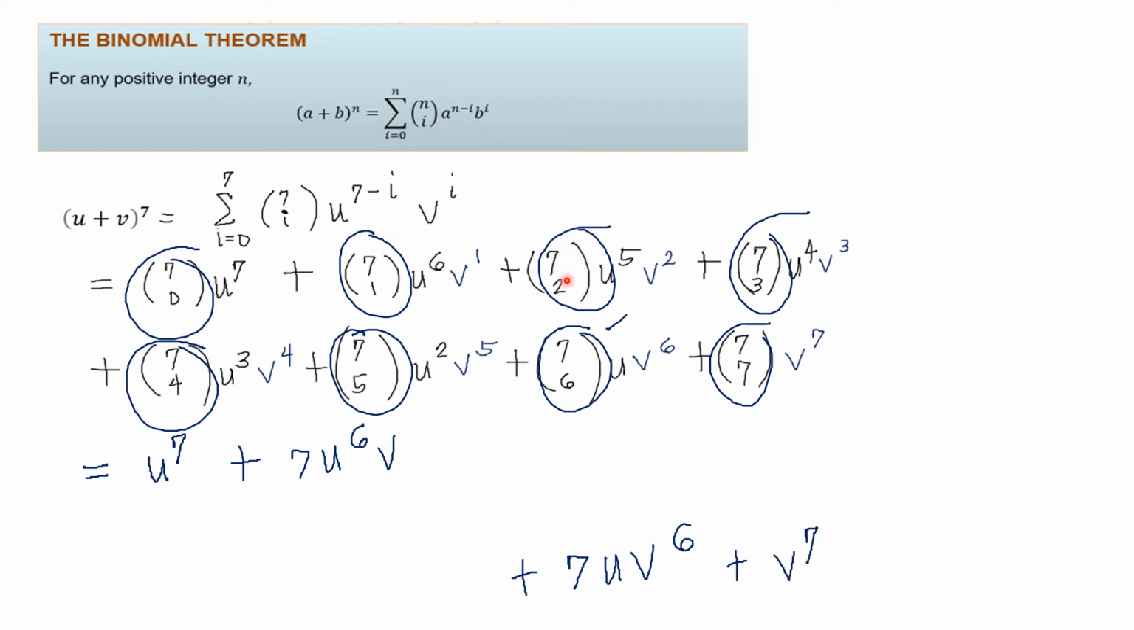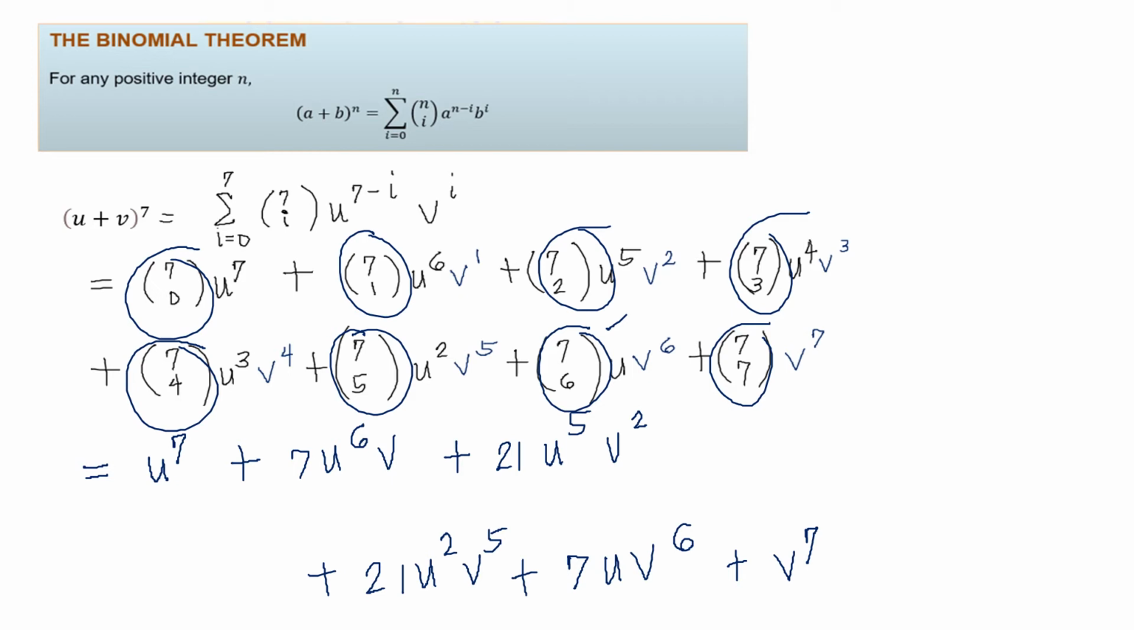Next, 7 taken 2 at a time is equal to, okay, let's check in your calculator, that is equal to 21. So it means to say this will become plus 21 u raised to 5 v squared, and the third to the last will also follow. This is plus 21 u raised to 2 v raised to 5.